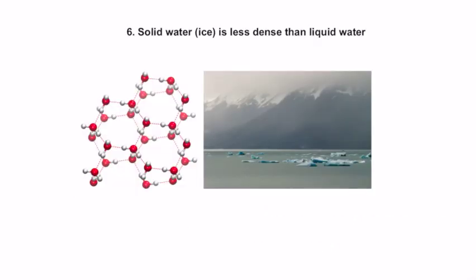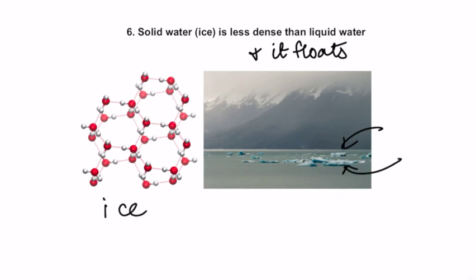The last point we're going to cover is that solid water, which is ice, is less dense than liquid water and it floats on top of liquid water. So you're seeing these chunks of ice floating on top of water, and that is because they are less dense. Molecularly, why is that happening? This here is ice. So when liquid water turns into ice, it forms a lattice-like structure and it is airy.